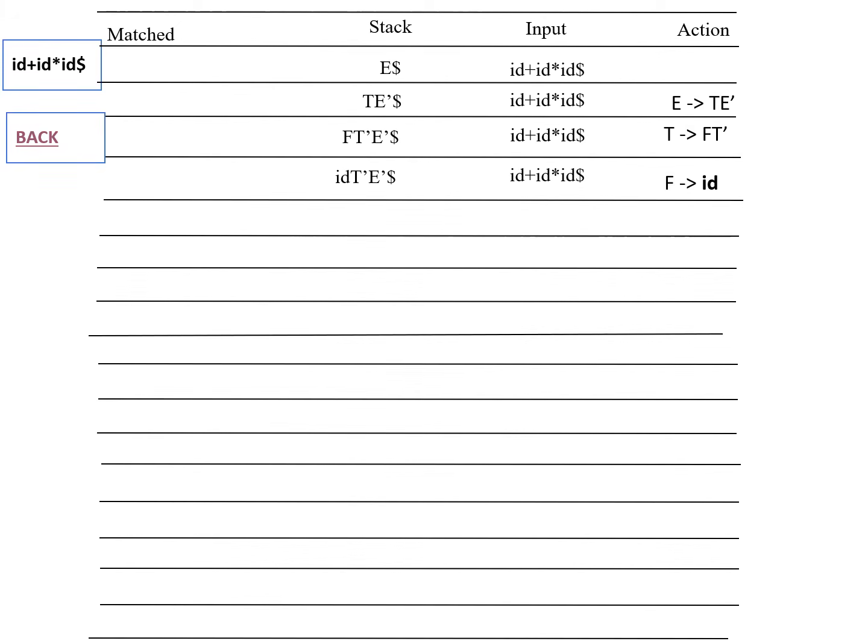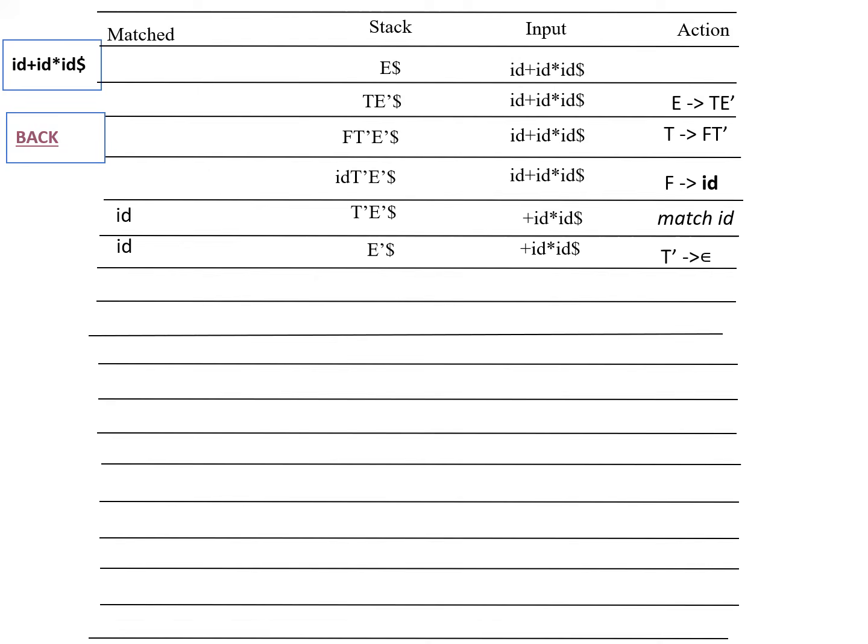Now look at the stack top, id. Where is the input pointer pointing in the input buffer? It is also pointing to id. Hence matching occurs: id is equal to id. If matching occurs, you pop id from the stack, and in the input buffer you advance the input pointer so that it is pointing to plus. Clear? Now what is the stack top? T dash. T dash on plus is epsilon.